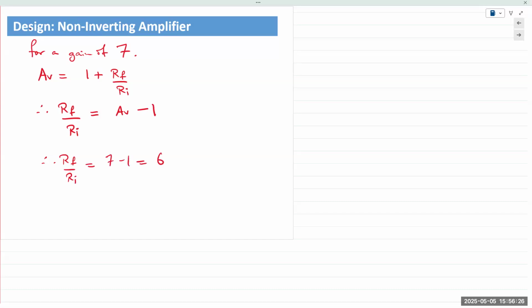So again, for a non-inverting amplifier, it's 1 plus Rf over Ri. So the ratio of the two resistors will always be the gain minus 1. In this case, the ratio needs to be 6. So we can choose Ri to be 1K, then Rf is 6K. Same gain, different amplifier, inverting versus non-inverting, but different resistor values.